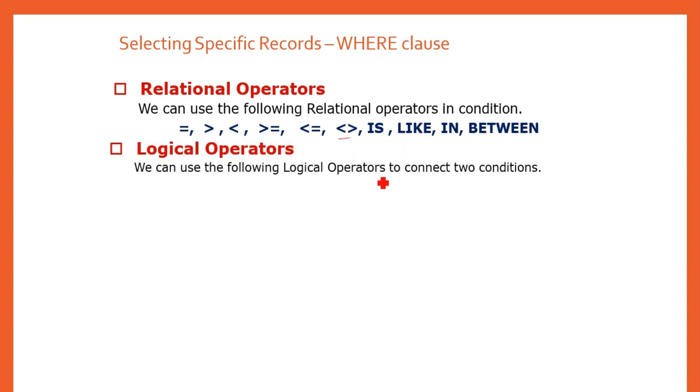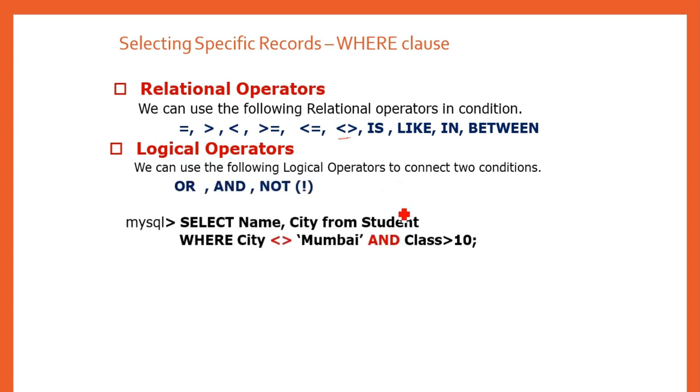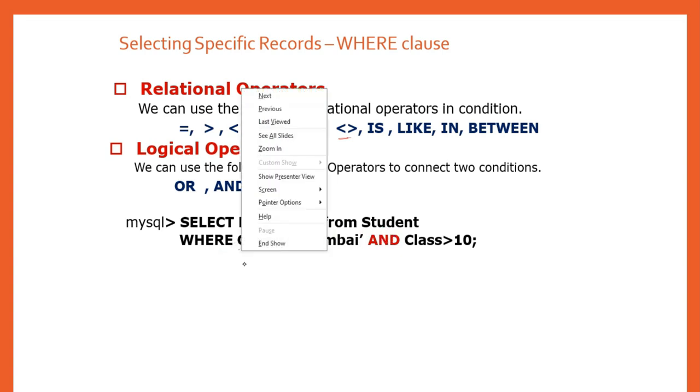There are other operators called logical operators, and logical operators are used to combine two conditions, like or, and, not. Suppose there are two conditions. I want the name and city of the students who are coming from Mumbai and who are in class greater than 10. Okay, so I can write select name, city from student where city is not equals to.